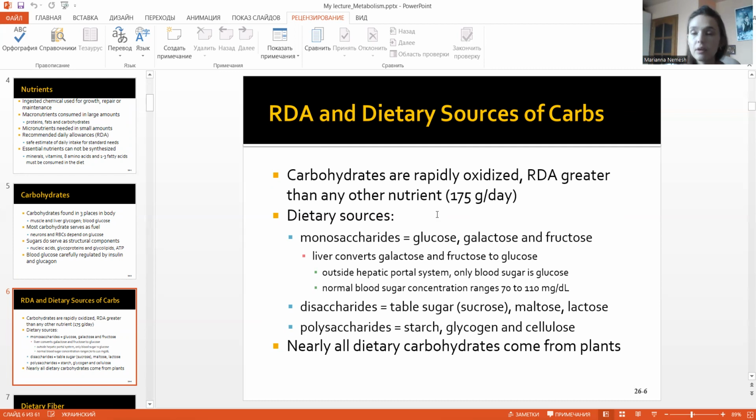Dietary sources of carbohydrates, for example, monosaccharides presented by glucose, galactose, and fructose. The liver will convert galactose and fructose to glucose. Outside the hepatic portal system, the only blood sugar is glucose. Normal blood sugar concentration ranges from 70 to 110 milligrams per deciliter. Disaccharides like sucrose, maltose, and lactose, and polysaccharides presented by starch, glycogen, and cellulose.